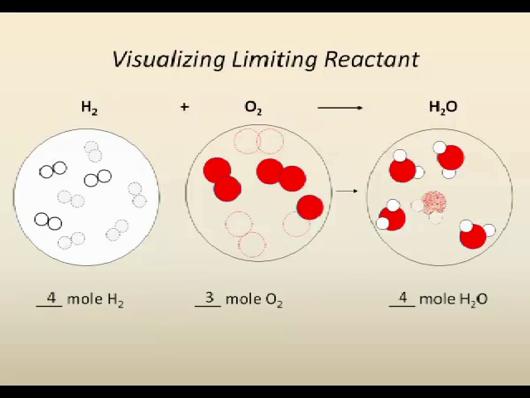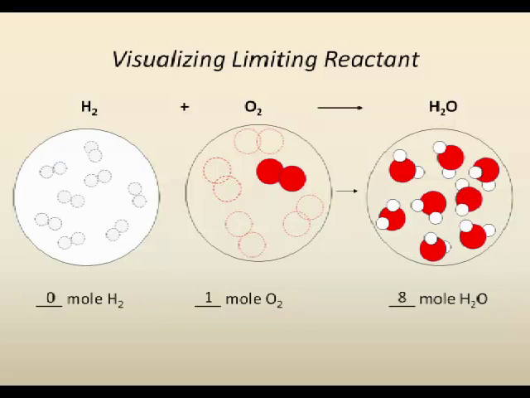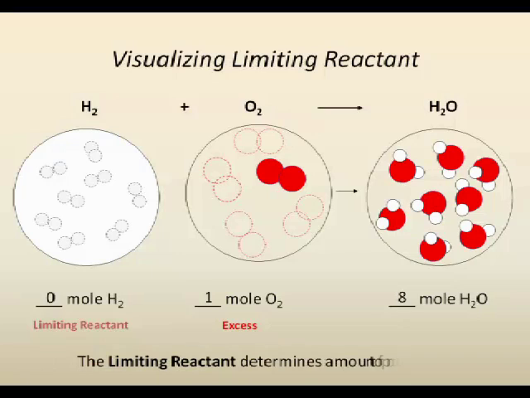And we're going to get to a point where we've used up all of one of them, and lo and behold, we have oxygen left over. So we say that the hydrogen, because we ran out of it, is the limiting reactant. And we can make 8 moles of water, even though we had enough oxygen to make 10. The limiting reactant determines the amount of product.